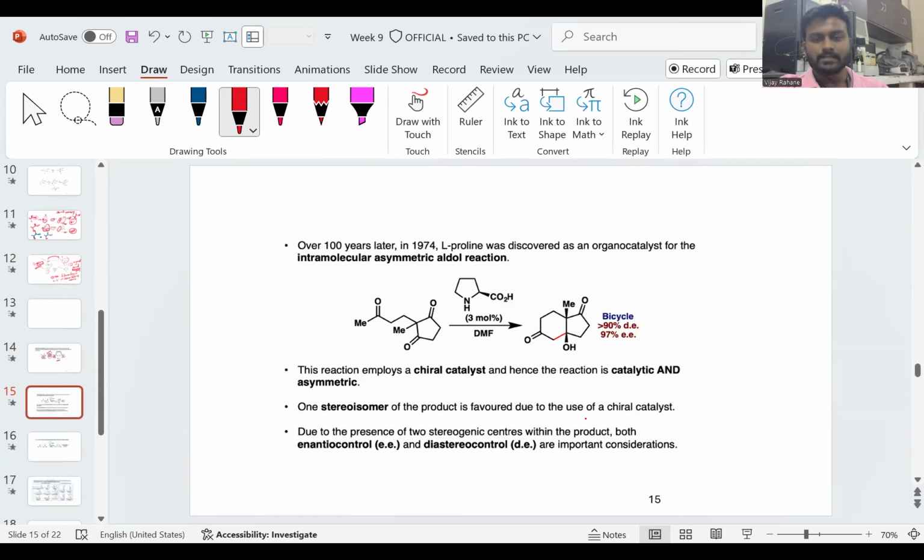Again, there is the use of the asymmetric aldol reaction, and this asymmetric aldol reaction is also one of the classical reactions in which proline-based catalysts are used.